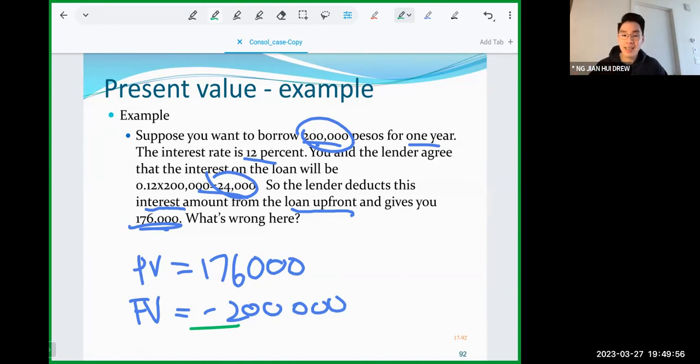So in this case, if you have flipped the sign or you mess up the sign, your answers will be wrong. So it's important that you know whether money is going into your pocket, which is positive in this case. And at the end of 1 year, you need to pay back the bank. So money is going out of your pocket, and therefore it's a negative here.